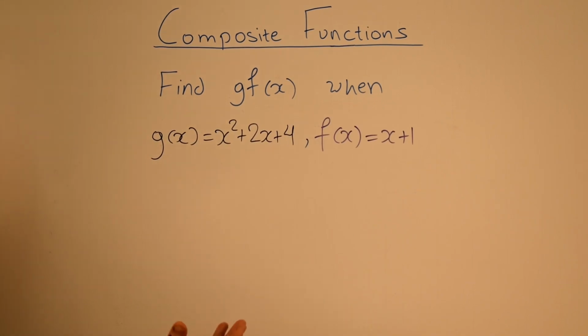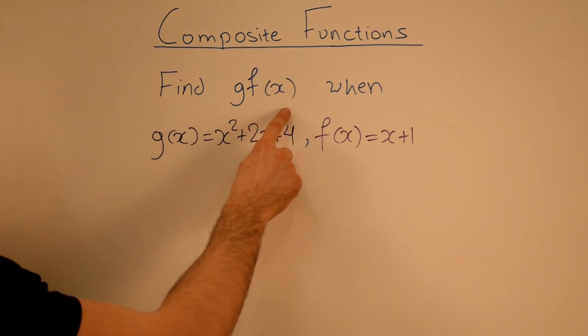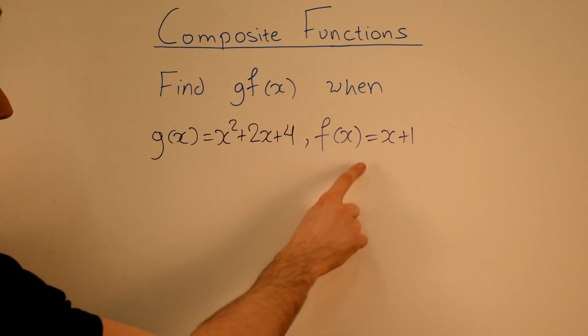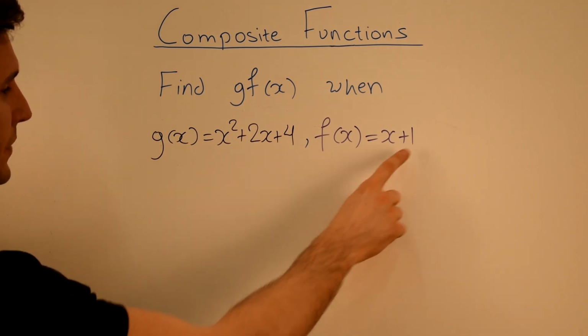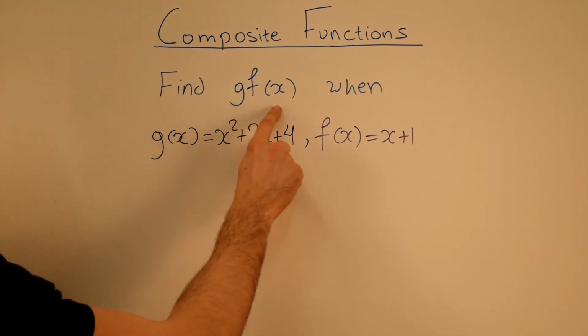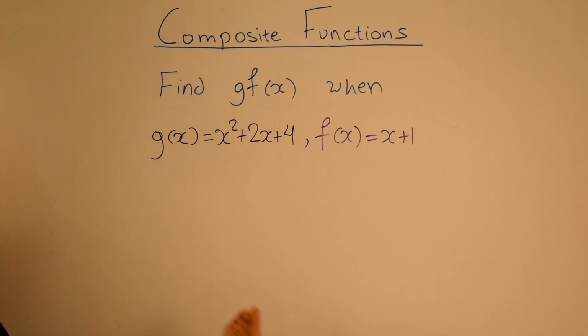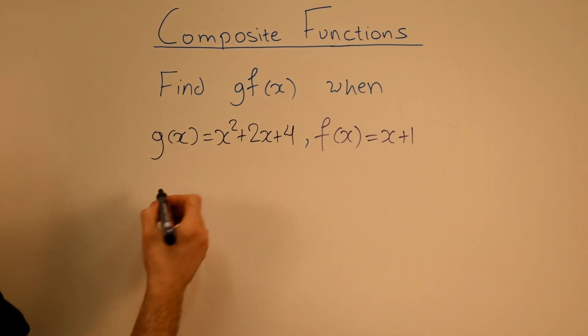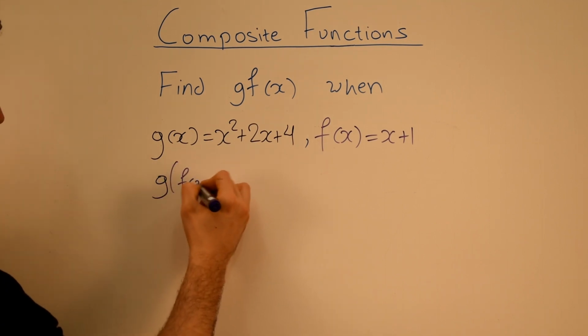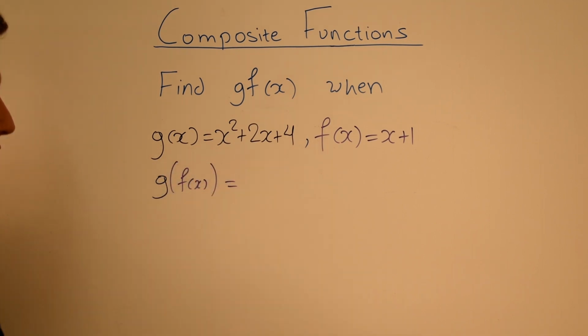So in this final example we have been asked to find gf of x when g of x is equal to x squared plus 2x plus 4 and f of x is equal to x plus 1. Now how do we start? The first thing we need to do is rewrite gf of x as g of f of x. So that simply means we're going to write g brackets f of x. And let's see what this is actually equal to.